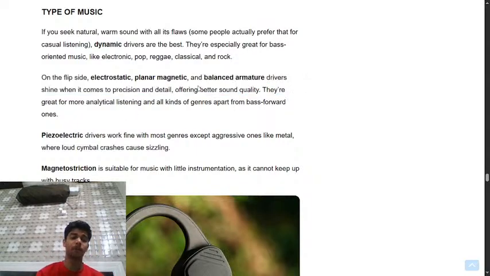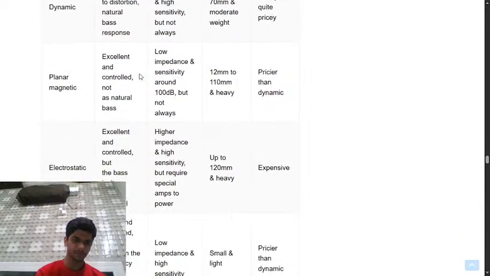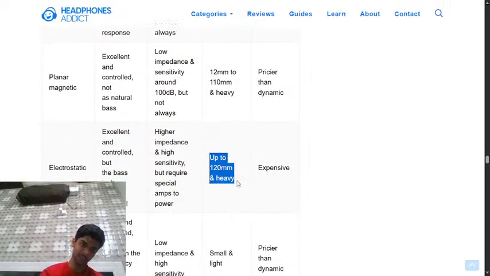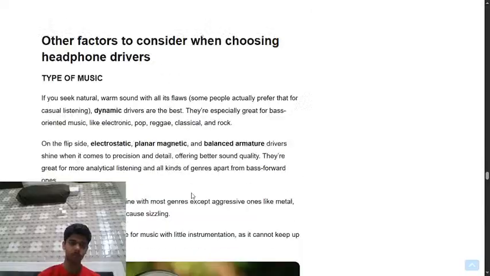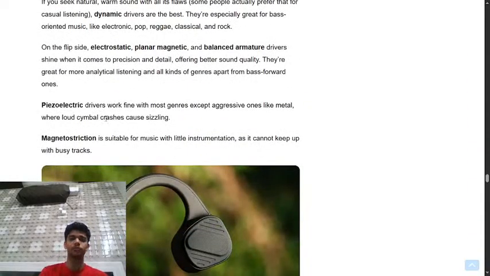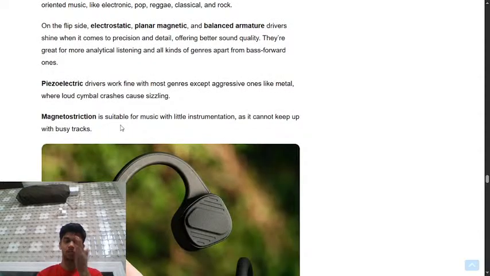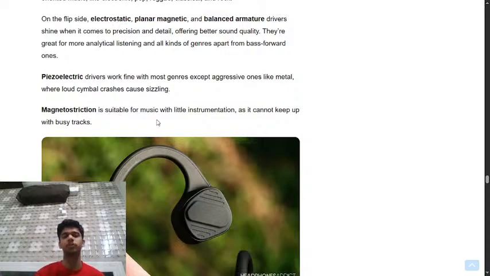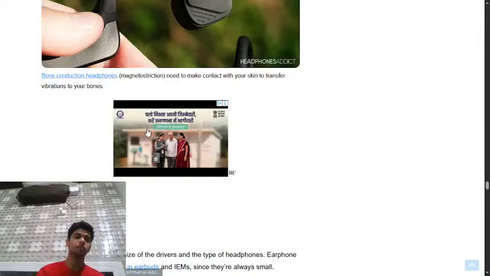Planar magnetic, the big ones, and electrostatic are really heavy. These are very big though. And then come the piezoelectric drivers for most genres except aggressive ones like metal, where loud cymbal crashes cause sizzling. Magnetostatic is suitable for music with little instrumentation as it cannot keep up with busy tracks.